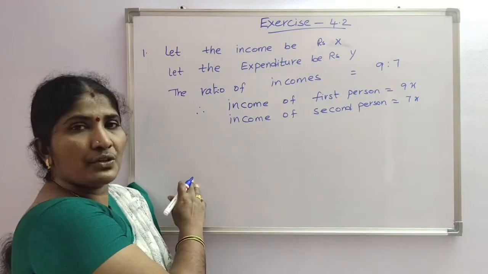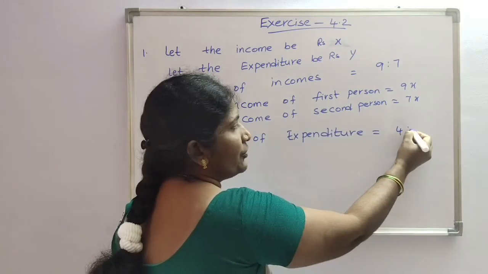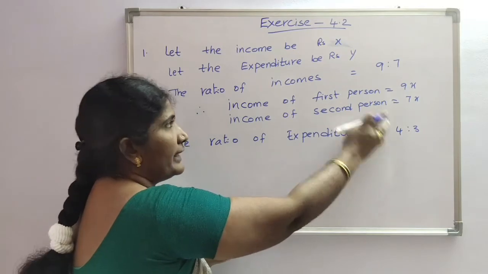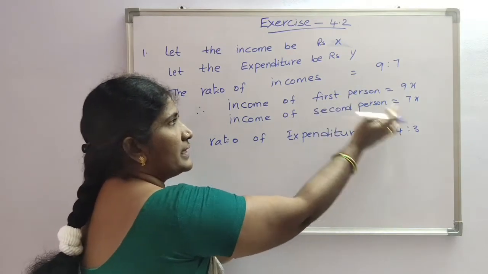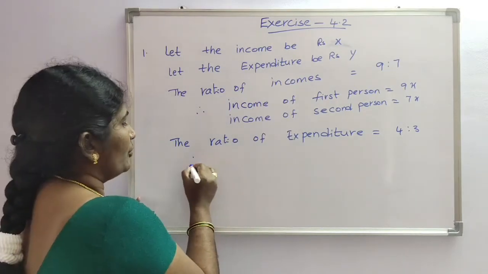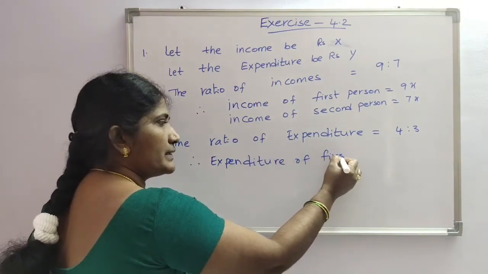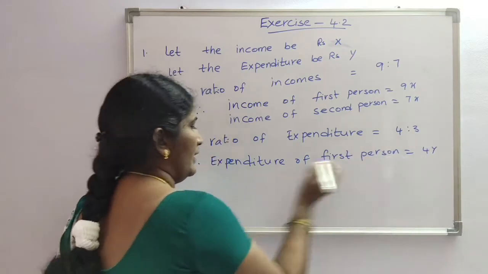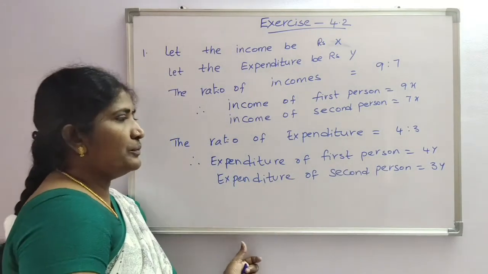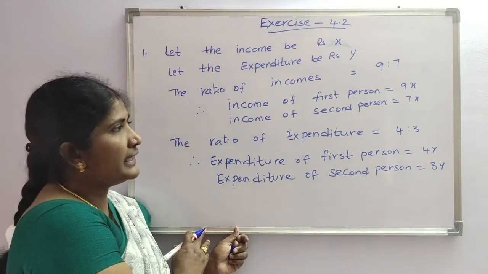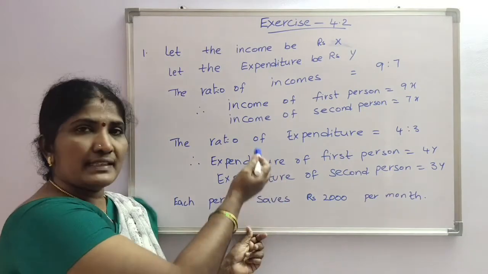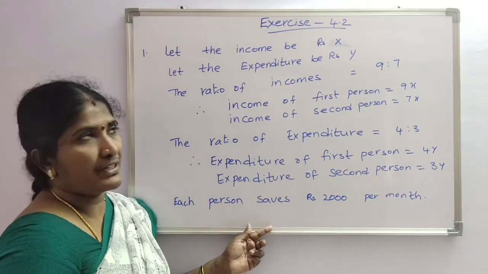Next they gave the ratio of expenditure, 4:3. That means the expenditure of the first person is 4y and the expenditure of the second person is 3y, because here expenditure we taken as y. Therefore, the expenditure of the first person is 4y and the expenditure of the second person is 3y. And one more condition they gave in the question: each person saves 2000 rupees per month. By using this data, now we can frame the equations.